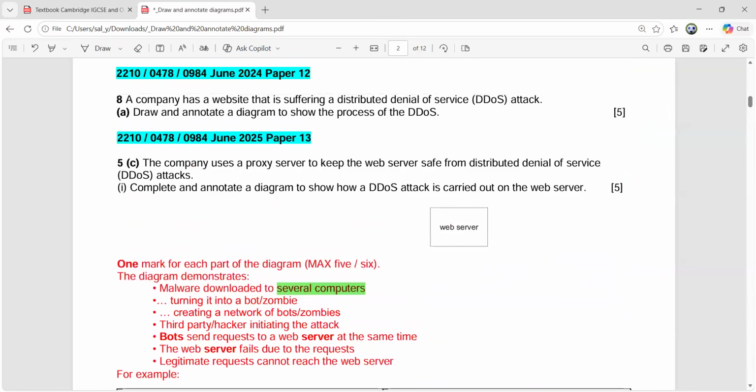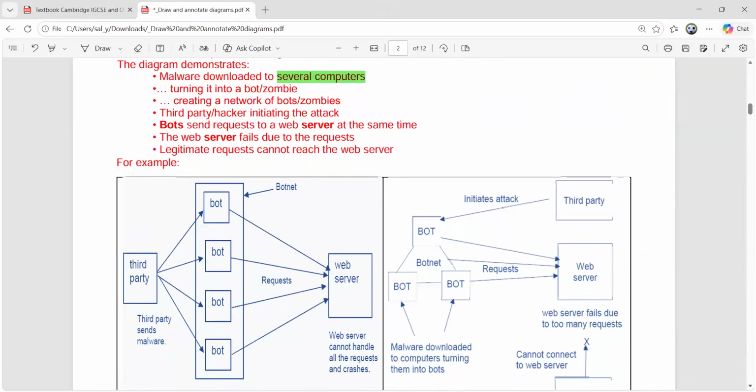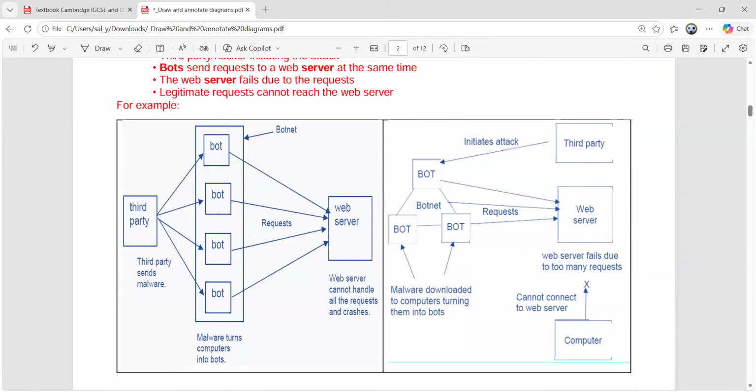And the questions like this is what they want you to draw. Simple. Third party generating requests, sending malware, creating the botnet, and the botnet is going to send the requests to the web server, and the web server is going to crash because it cannot handle so many of the requests.